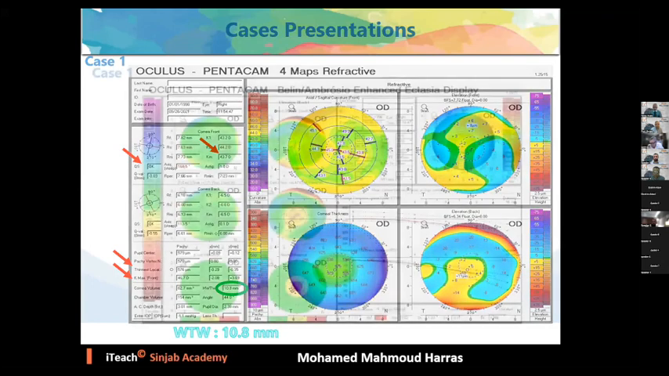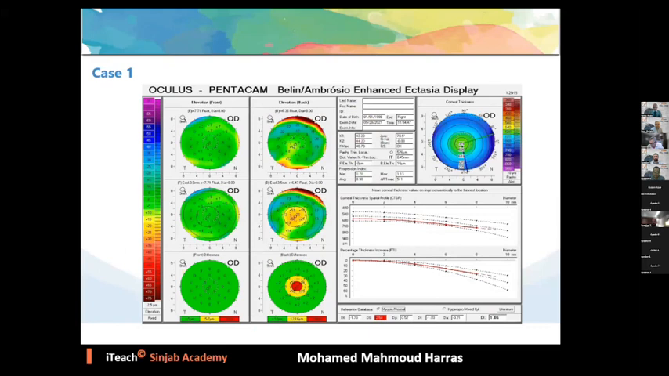When we look at the Belin display, we see that the DB is color-coded red. The only explanation found for this case is the small corneal diameter.